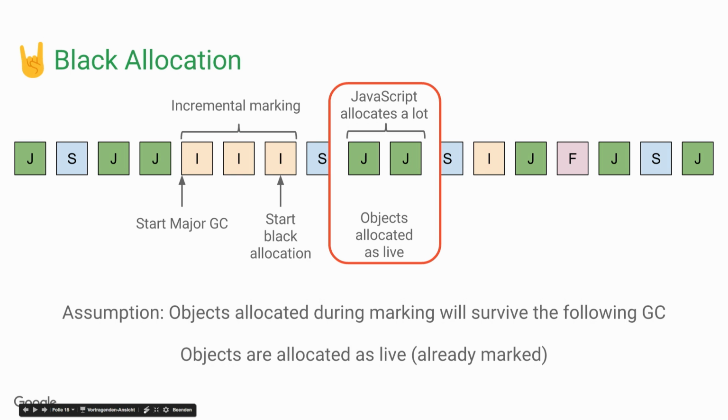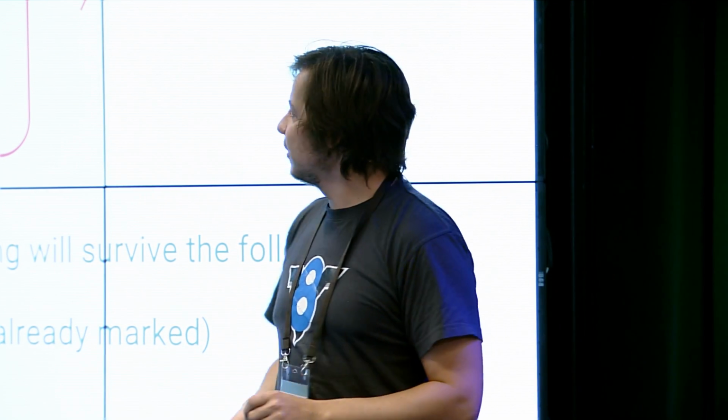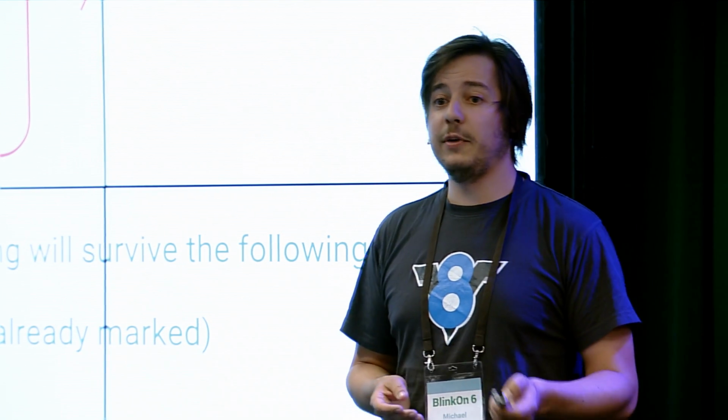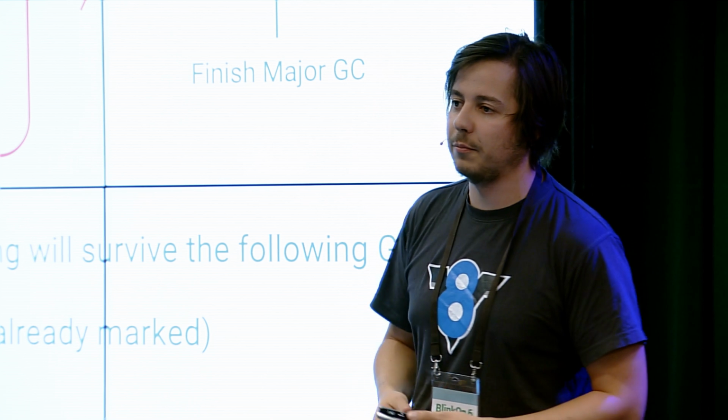JavaScript comes along, allocates a lot, and it allocates those objects as live. This means, and that's where the name comes from, we have a color scheme and they are allocated as black. So they are live immediately, which means that those additional marking steps might actually not be necessary, which speeds up marking a lot. And speeding up marking means that we potentially have a smaller live heap, which we can then process in the final pause. So it also helps reduce the processing of the final pause.